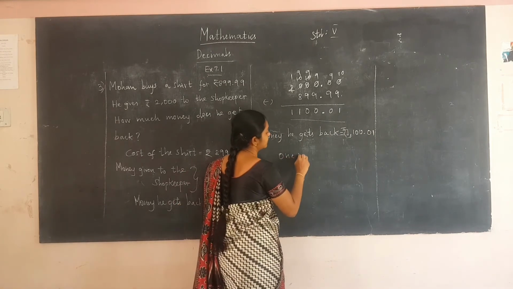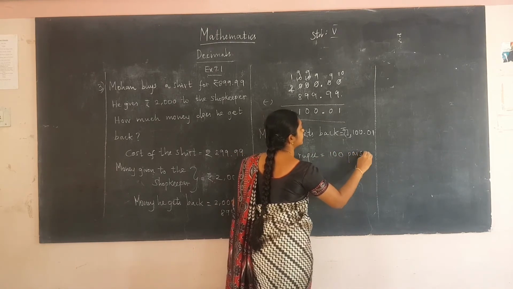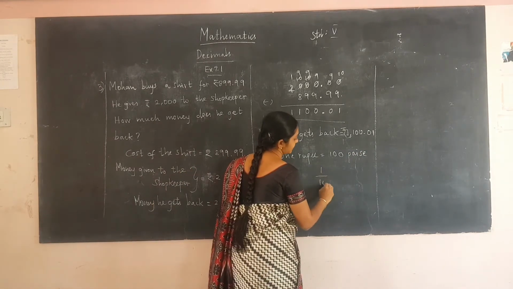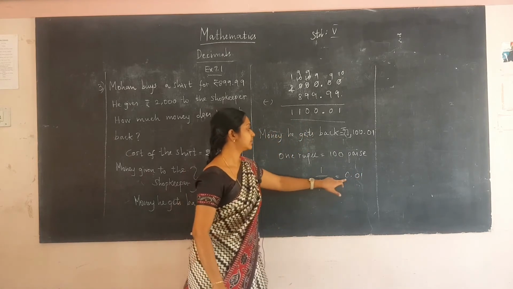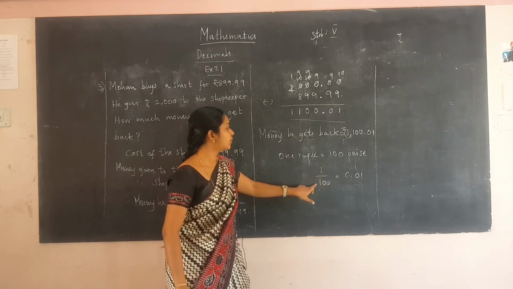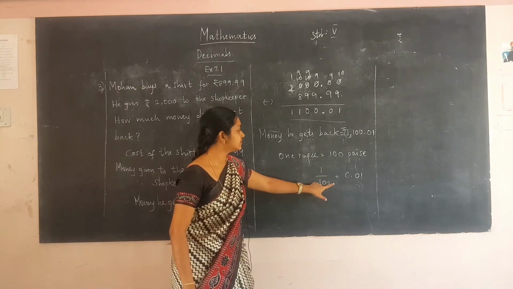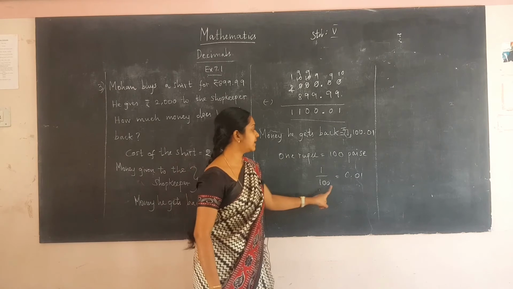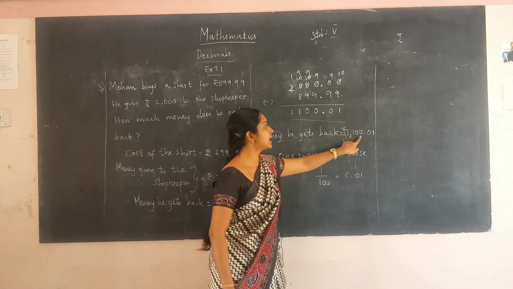1 rupee is equal to 100 paise. So 1 paise means 1 divided by 100, that is nothing but 0.01. 1 rupee is equal to 100 paise. Now we have to divide 1 by 100. So 1 divided by 100 is 0.01. We have to read it as 1101 paise.